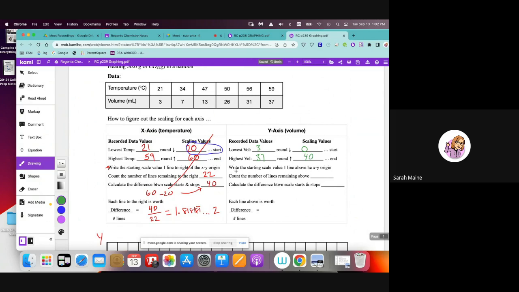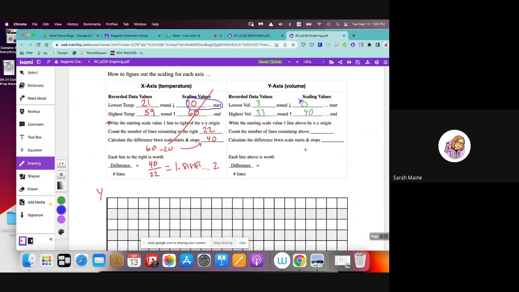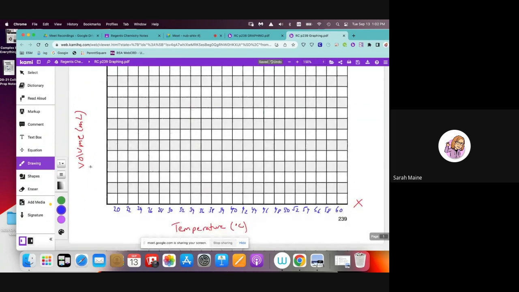Next step, write this starting scaling value one line above the XY origin. That means it's referring to this spot. That's where my scaling value is going to start on the y-axis. So I'm going to go down here and put in a 0. Remember, I'm actually starting at 0.